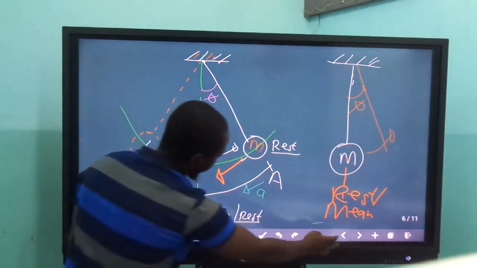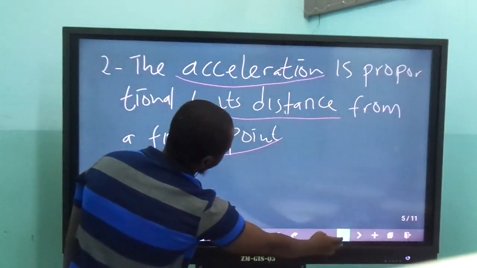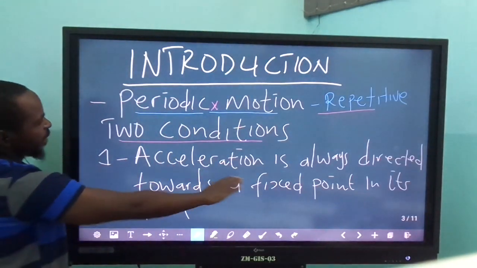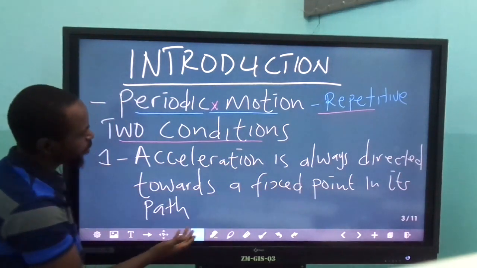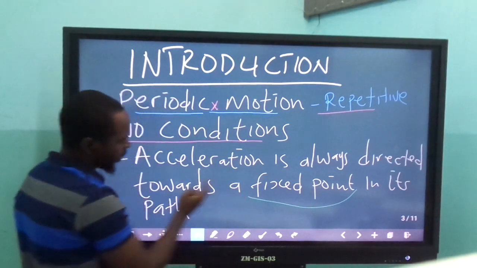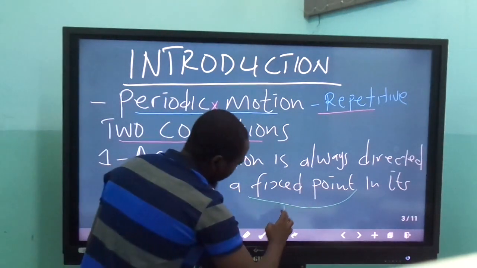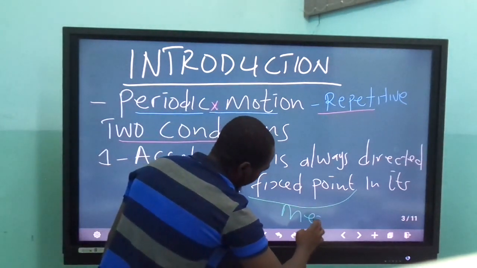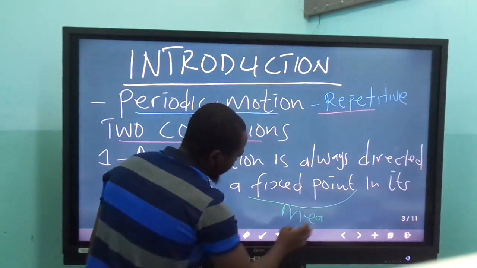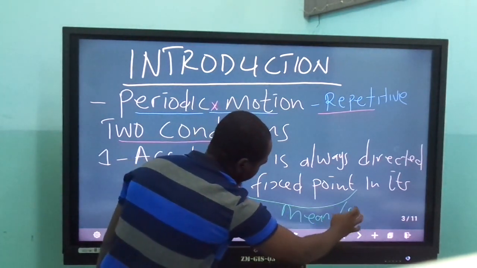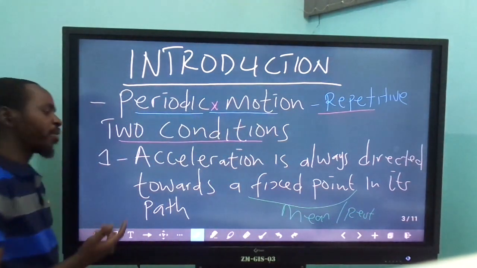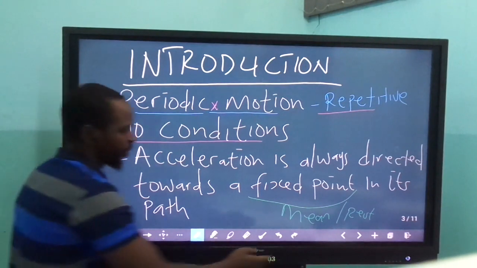So, for the first condition, the acceleration is always directed towards a fixed point in each path. So now, this fixed point is the mean. Is that the mean point, or the rest point along the path of motion?